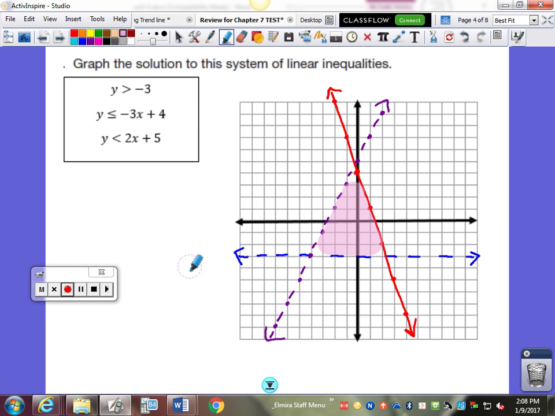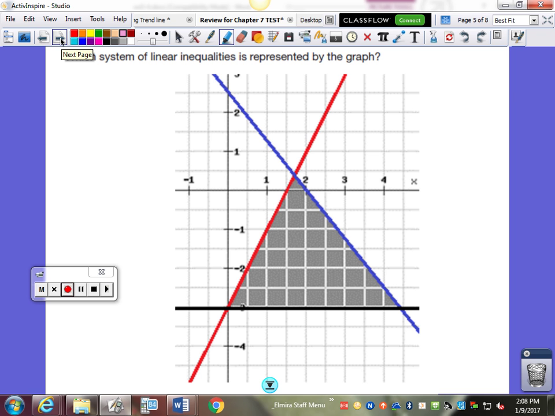I would highly encourage you for this question and this question on your test to know Hazy Vixen. I sent home your bookmark today with Hazy Vixen on it. We need to know Hazy Vixen. Okay, on your test tomorrow, this will be a multiple choice. It says, which system of linear inequalities is represented by the graph? And on your test tomorrow, it'll give you 4 choices.